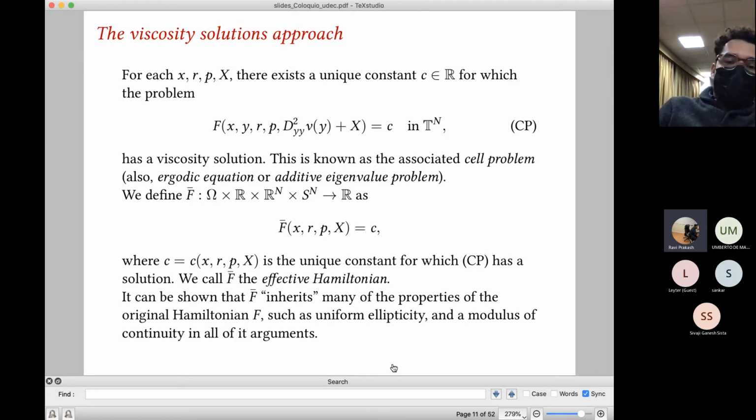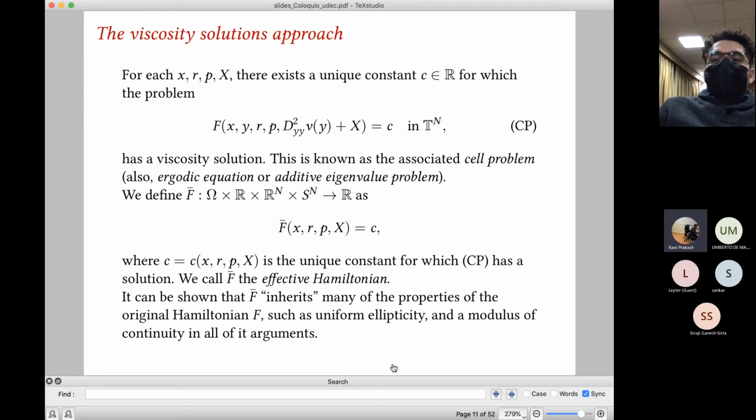Concretely, this means considering a problem for fixed x, r, p, and X, which stand for x, u, the gradient of u, and the second derivative of u, respectively. We freeze those and consider the problem f of x, y, r, p, second derivative of v, in the flat torus, which is 1 unit of movement for the fast variable y. We're going to consider a stationary PDE, where the live variable is the fast variable y.